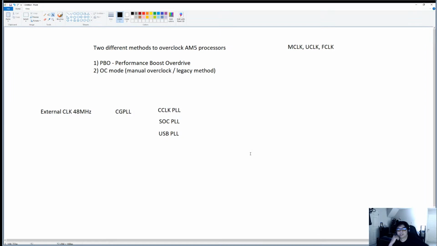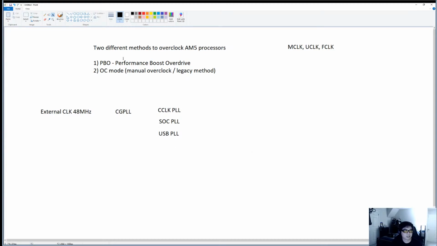So the thing is, if you're messing with the external clock generator, typically you don't have to do that, or you really don't want to do that, because that can throw off the timing for things like your storage, your USB ports, all that kind of stuff. You start having a lot of weird problems if you do that.